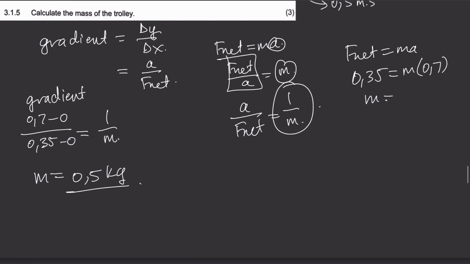And if you solve for m, you're going to get 0,5 kilograms. That also works, but it's good to know both.